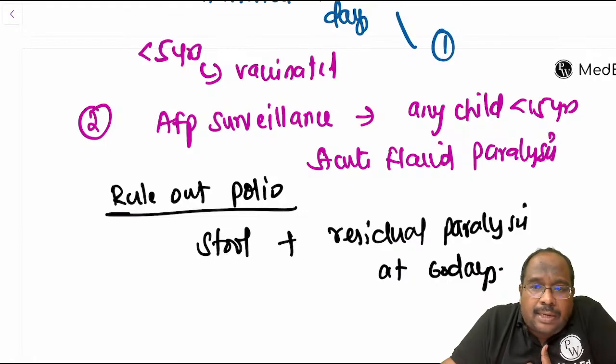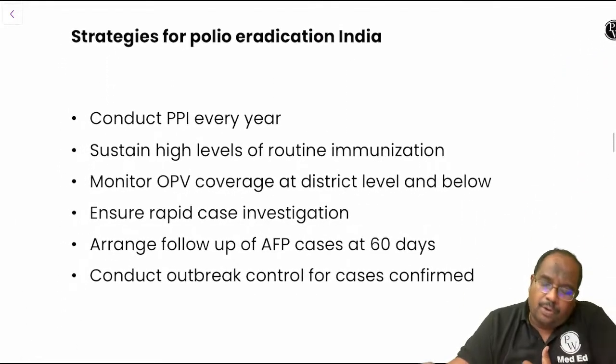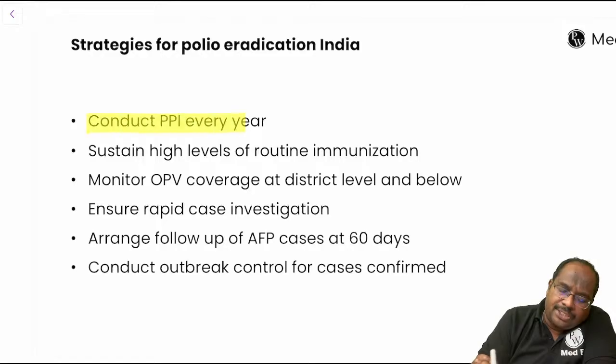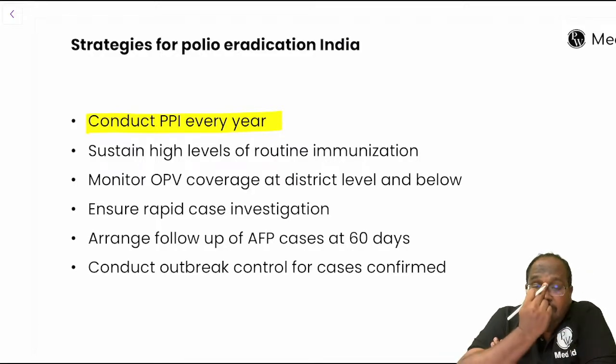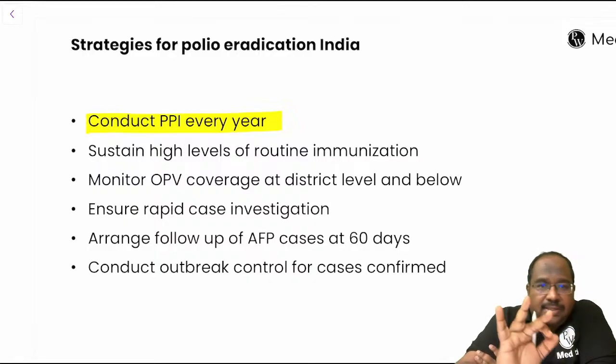Stools, you have to check, and residual paralysis, you should check at 60 days. Now, what are the strategies here for polio eradication in India? The first is to conduct pulse polio immunization every year. So we have to celebrate National Immunization Day, right from Kashmir to Kanyakumari, all children less than 5 years to be vaccinated.